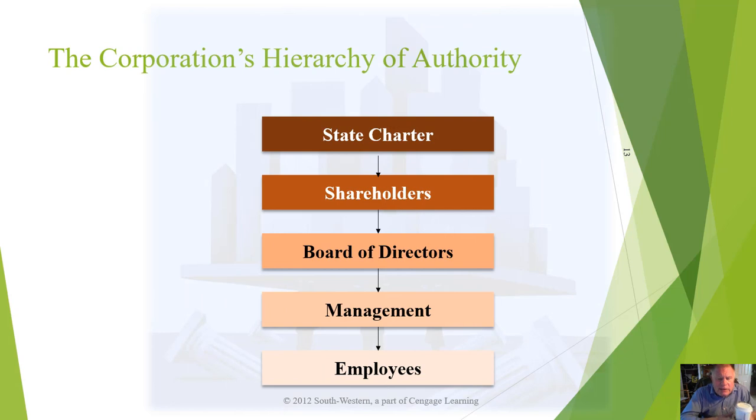And this comes back to the corporation's hierarchy of authority, which we previously talked about. You start out with the state charter. Remember, a corporation is a legal entity, a person. Then there are shareholders, board of directors, management, employees. This defines the hierarchy. It's an organizational chart, but it doesn't get into a lot of the details. It just shows you state charter, shareholders, board, managers, employees. Remember, the board of directors' most important job is to hire and fire management.